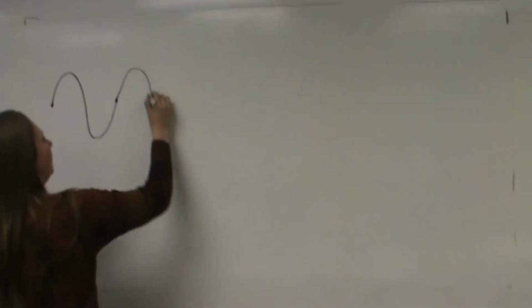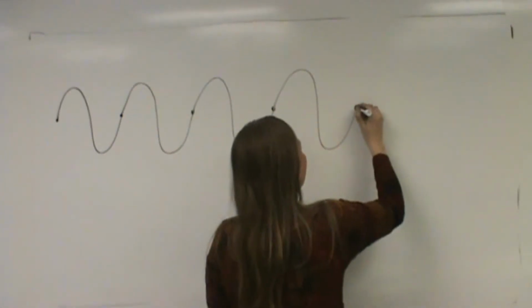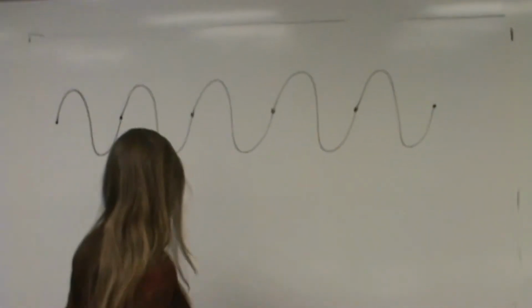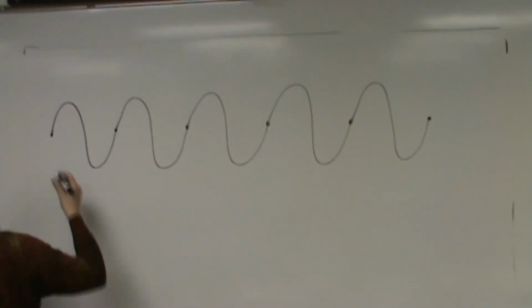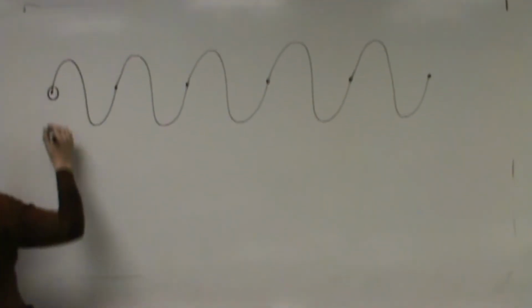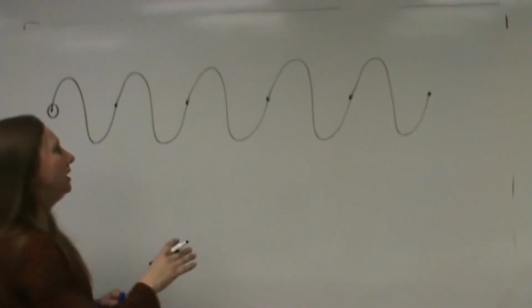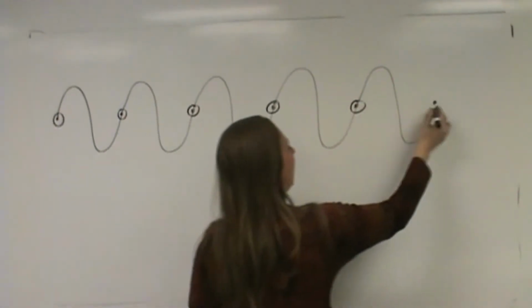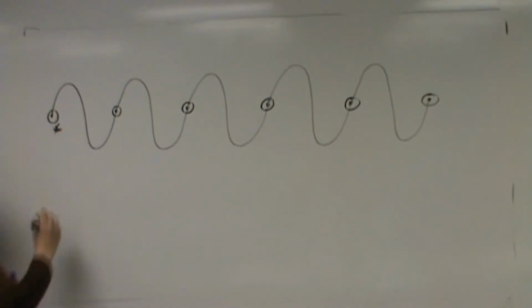I have a lot more cycles. Here's one cycle. Here's another cycle. Another cycle. Another cycle. Another cycle. My marker is dying. All right, so these are all different cycles. And let's just say, right, this point here, let's label all the points that are in phase. We've got this one, this one, this one, this one, and this one. They're all in phase with this point here.